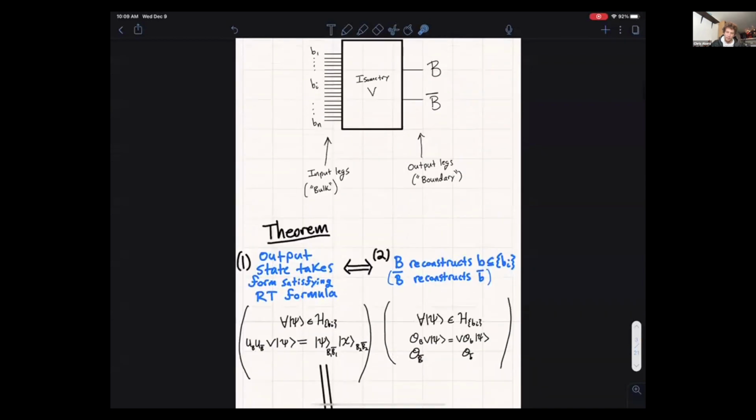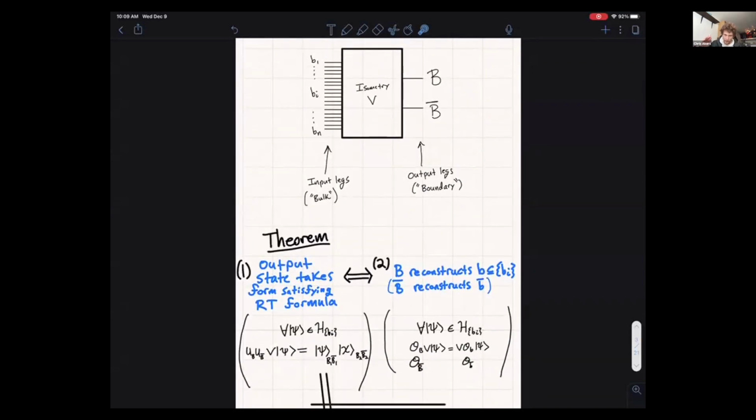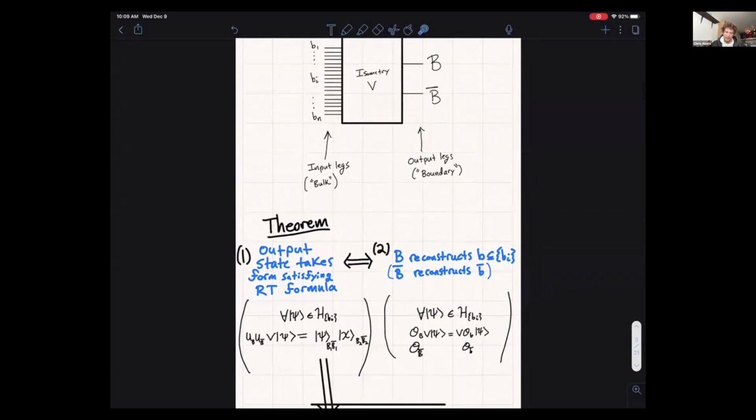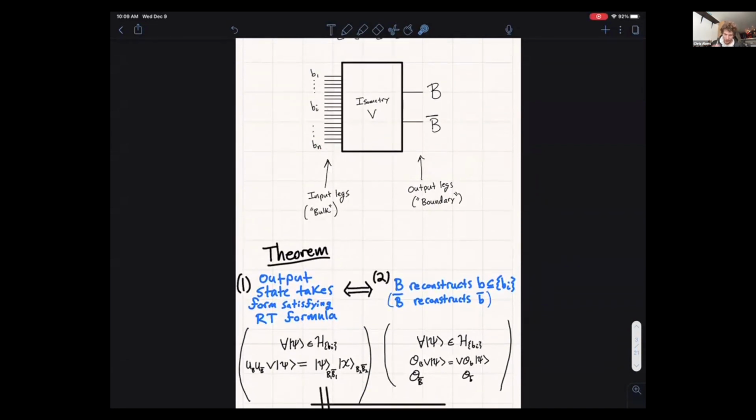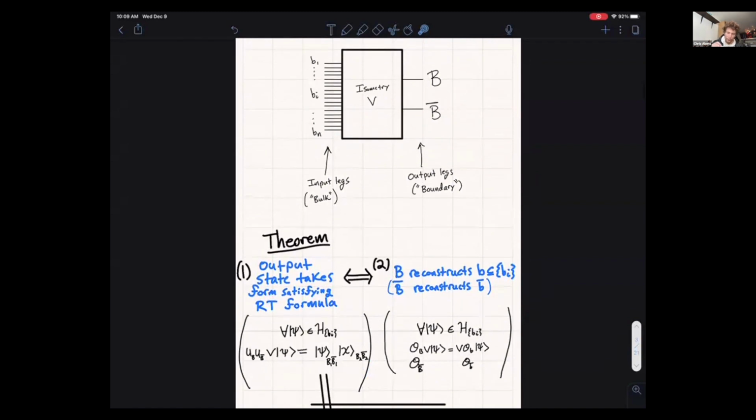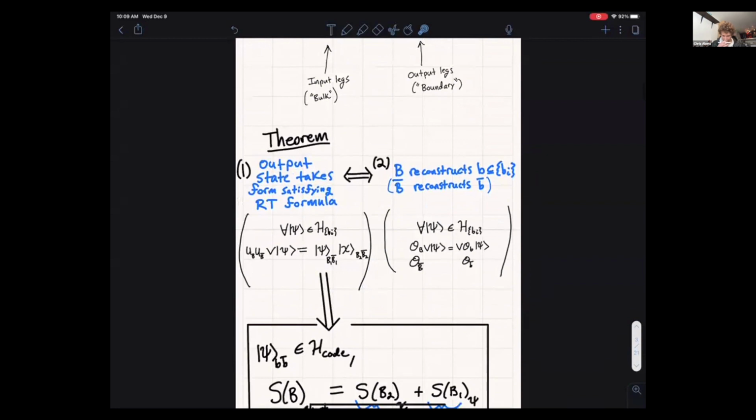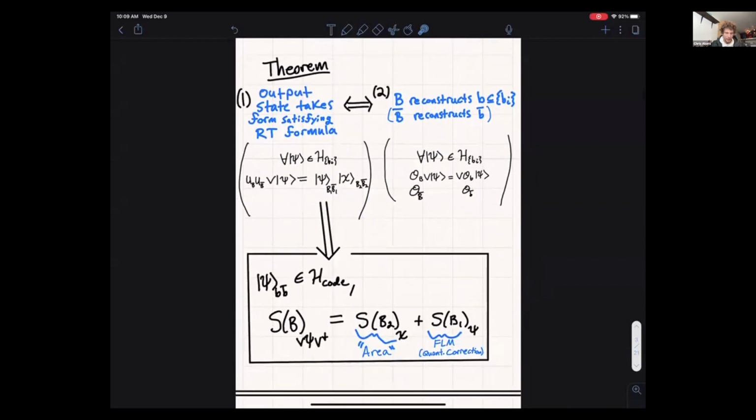on the set of input legs, that's like saying states in the code subspace. So yeah, the Hilbert space of the input legs defines the code subspace. Really, it's like that. It's the image of that under this isometry. So the statement is that for any state in the code subspace, V psi, it takes the form.